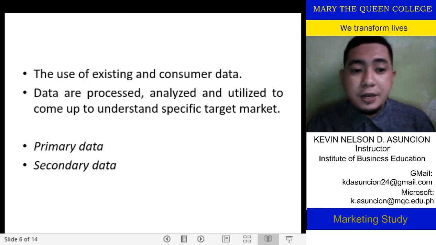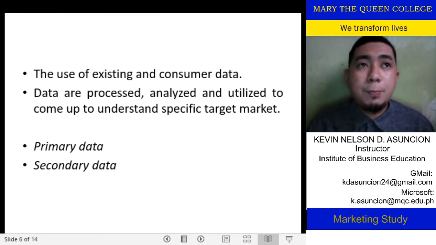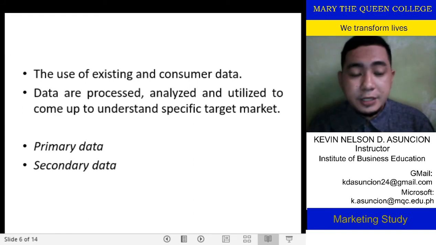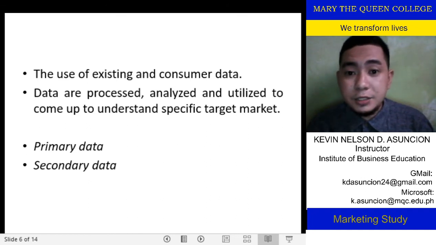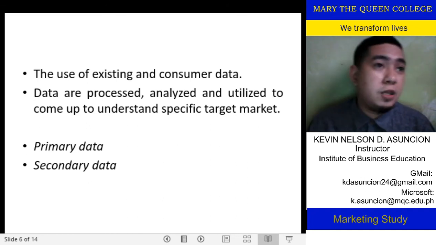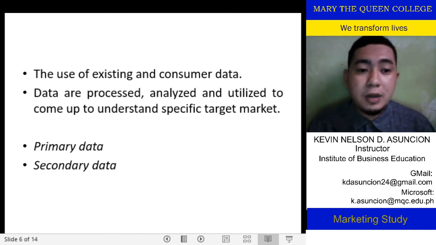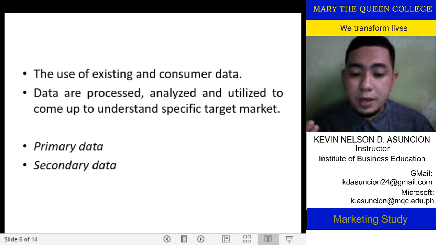So what's your secondary data? Your secondary data are readily available and has been done or processed for other research purposes na pwedeng magamit mo din sa inyong business plan or dun sa marketing plan. Kumbaga, related siya at pwede siya. So, you need to categorize kung pwede itong klase ng data na ito dun sa business at dun sa hinahanap mong market segment.